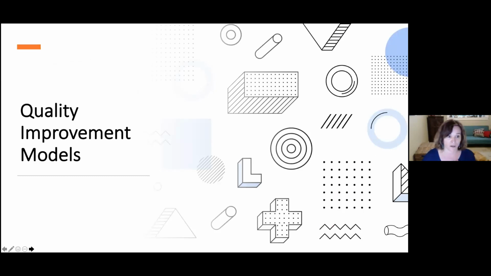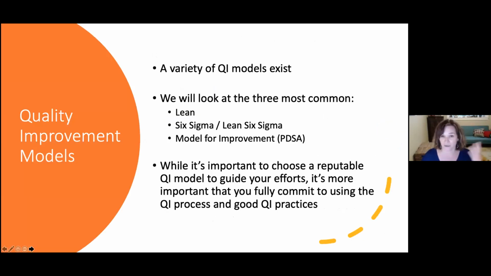So let's talk about some quality improvement models. There are a bunch of models, just like there were a bunch of models around change management. We're going to look at the three most common. The first two are usually highly related, Lean and Six Sigma. And then we'll also look at the Model for Improvement from IHI, that PDSA cycle. And just like with the change management models, it's really important you choose a reputable, proven model, but it kind of doesn't matter which one you pick. It's more important that you really follow through and commit to the practice of that model.